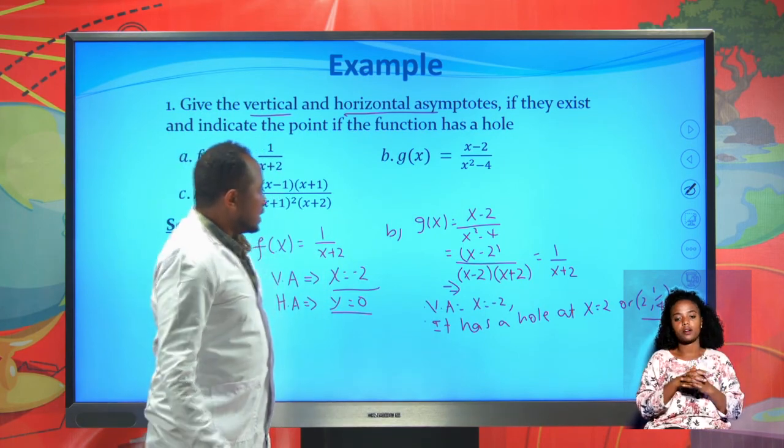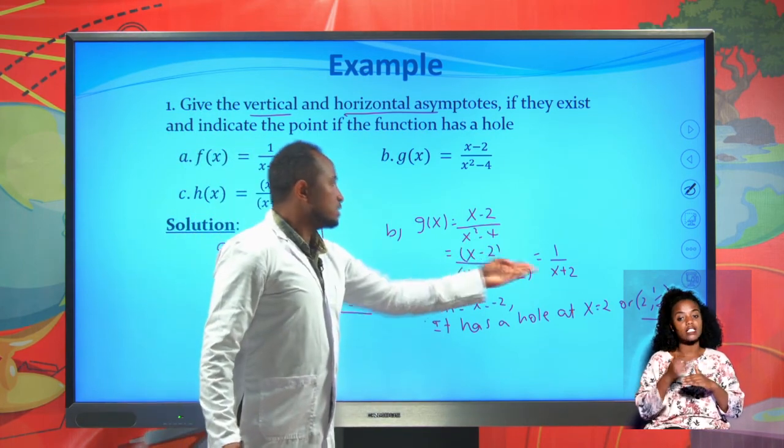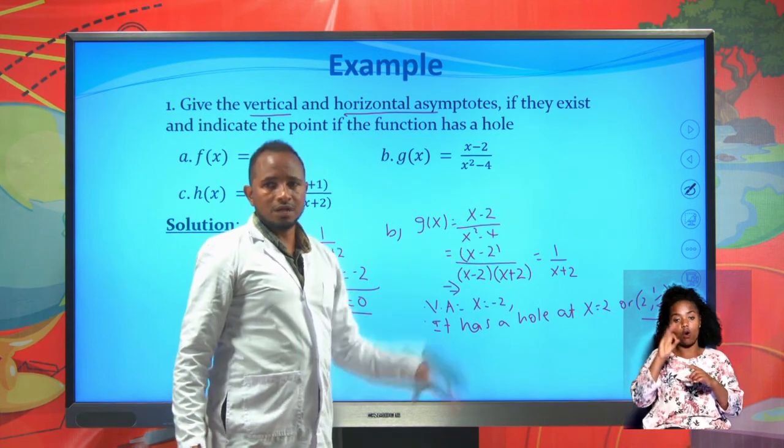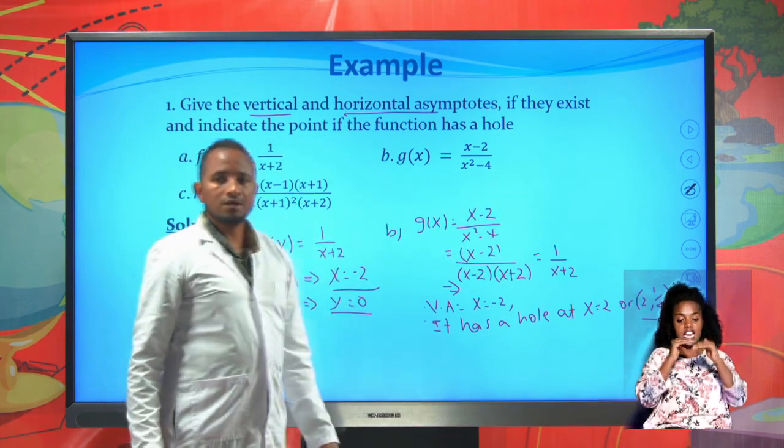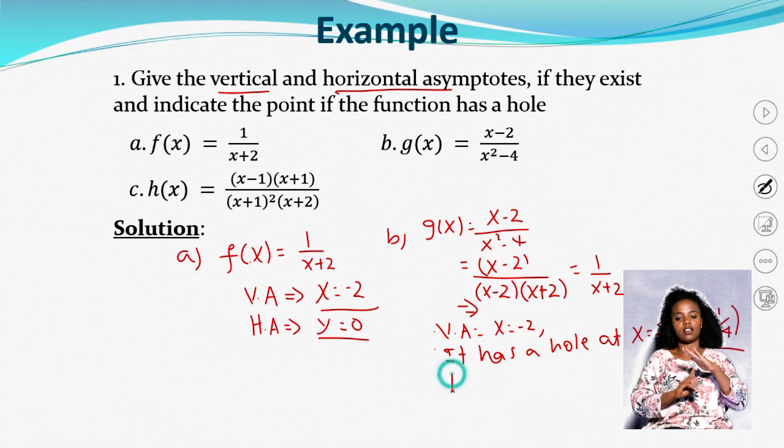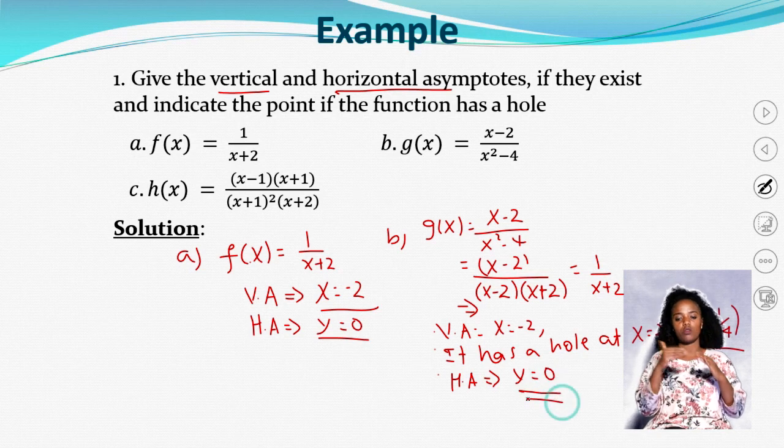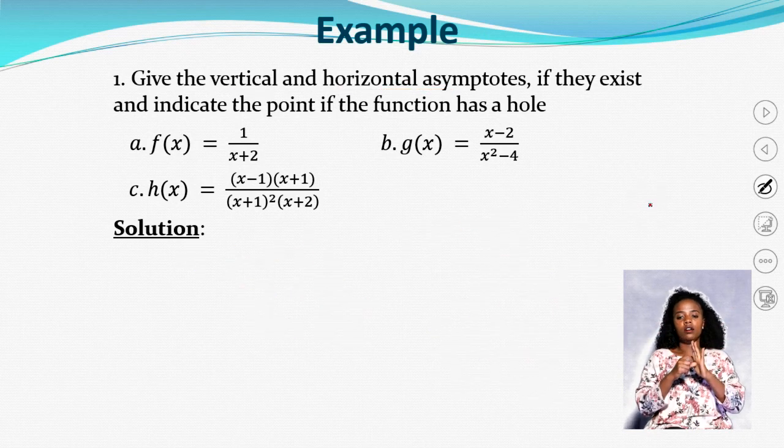Now, next, as you can see, the degree of the numerator is less than the degree of the denominator. In this case, it has a horizontal asymptote. The horizontal asymptote is simply y equals 0. Now, let's see the third example. Now, let's see c.